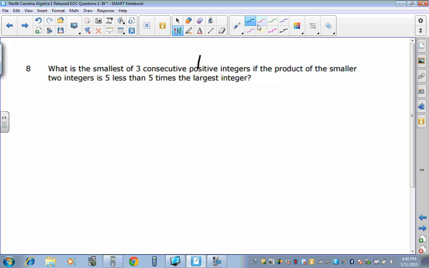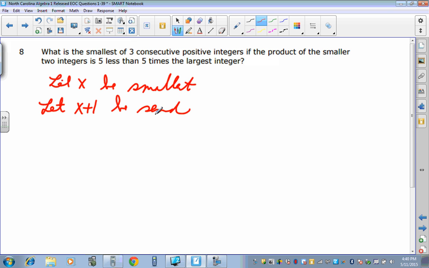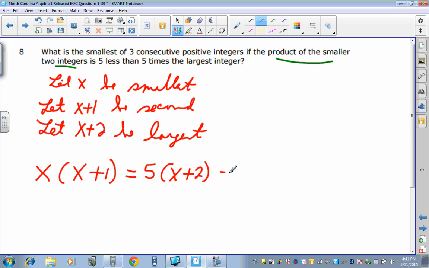Okay, consecutive positive integers. Remember, consecutive positive integers are integers that come right after each other. For example, I'm going to let x be the smallest. Well, the next one will be one more than that, so x plus 1 will be the second. And let's let x plus 2 be the largest. Now we're ready to write our equation. It says the product of the smaller two integers, so if we multiply the smaller two, that's x times x plus 1, is 5 less than 5 times the largest. Well, 5 times the largest is going to be 5 times x plus 2. 5 less than that would be minus 5.